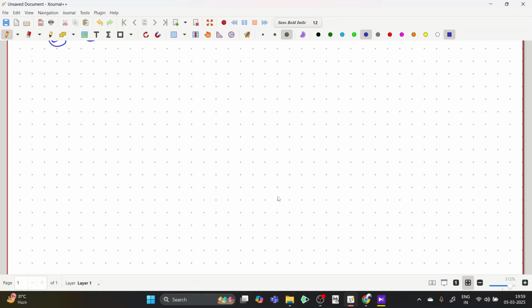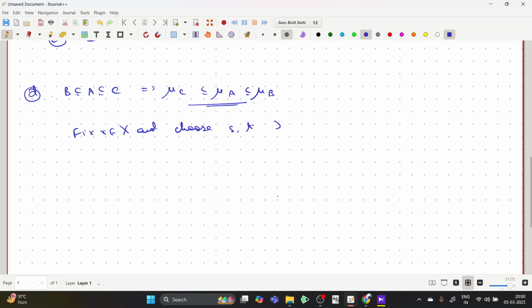The fourth part is something to observe. By the way it is structured, we have mu C is less than or equal to mu A is less than or equal to mu B. This is something which we have by the mere definition of B and C. Now fix x in capital X and choose S and T such that mu C of x is less than S is less than T.